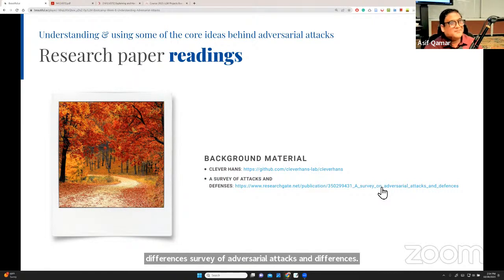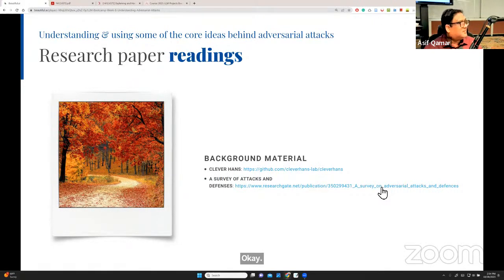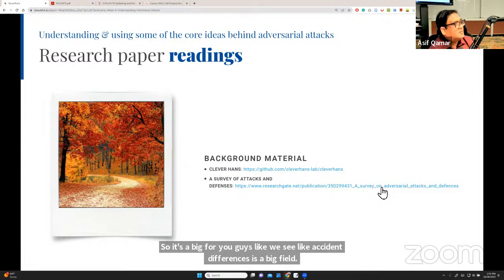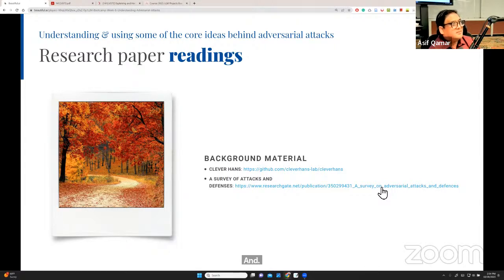You see that, right? So just click on that paper. I mean, there are many such papers that are survey papers. This is one of them, or survey articles. I believe this came out in IEEE or something like that. Yeah. So it's a big field, guys. Adversarial attacks and defenses is a big field, and many people are completely dedicated to it.